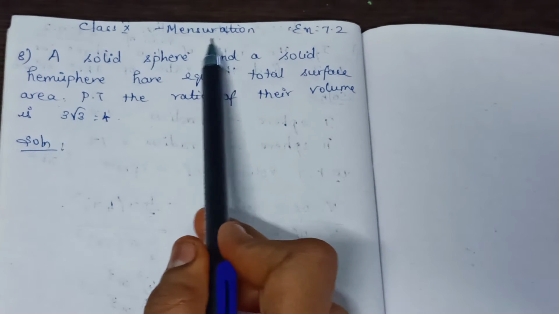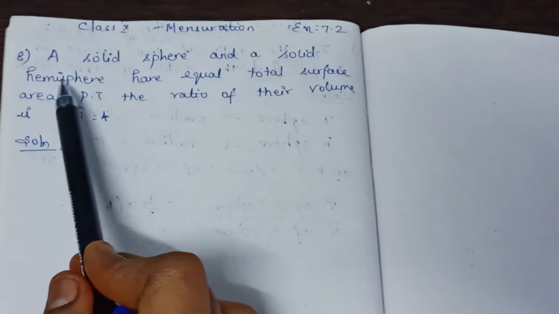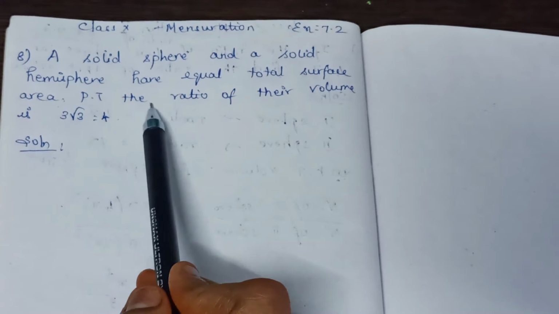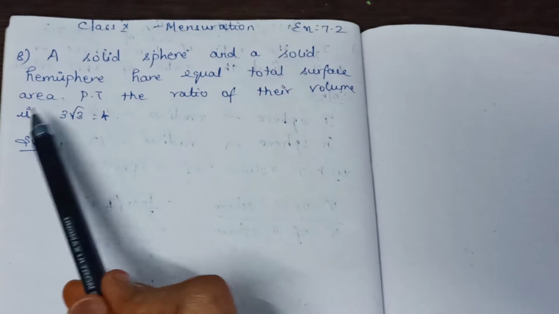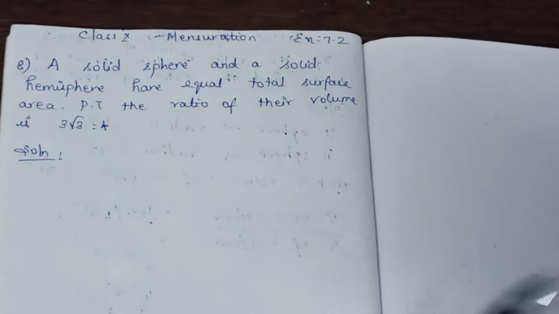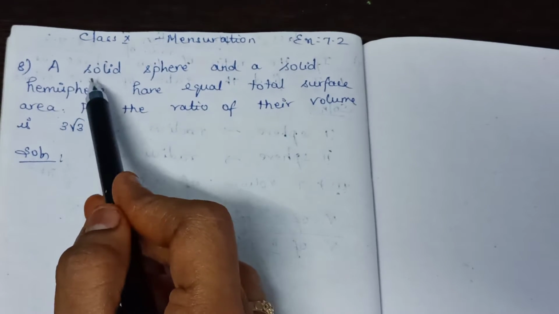Here a problem goes in mensuration of class 10. A solid sphere and a solid hemisphere have equal total surface area. Prove that the ratio of their volume is 3 root 3 is to 4. So what is given here? TSA of sphere and TSA of hemisphere are equal.